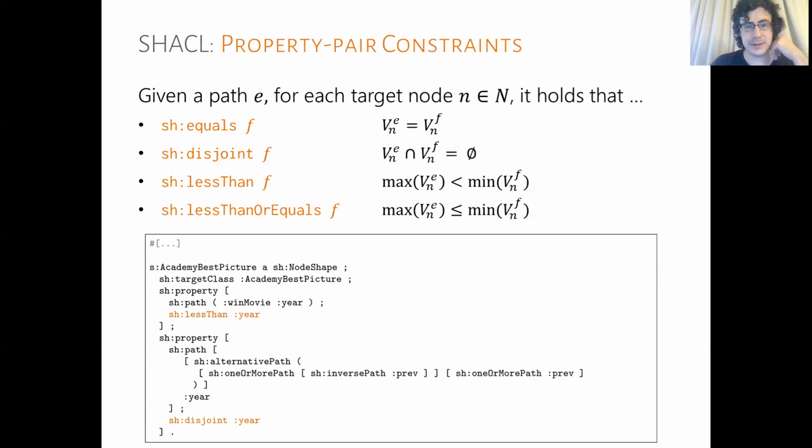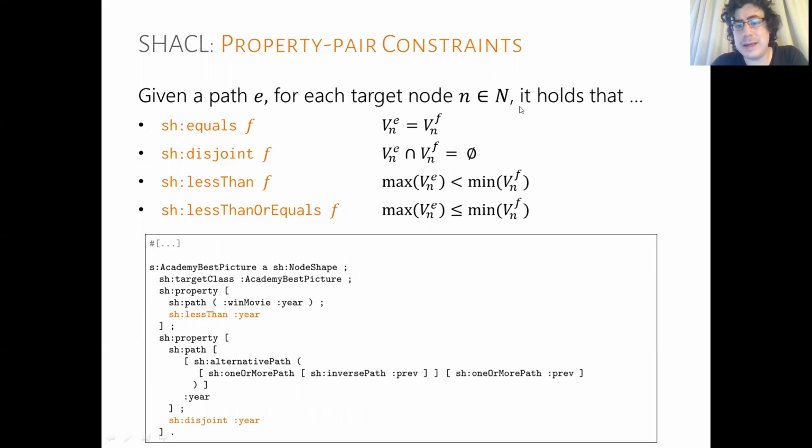The first ones in the series. Okay. So we have two more categories of constraints. The second last category are property pair constraints that allow us to do some sort of comparison between the nodes on two different paths. So given a path E, again, this will be defined on a property shape.